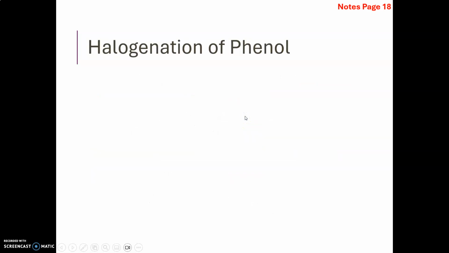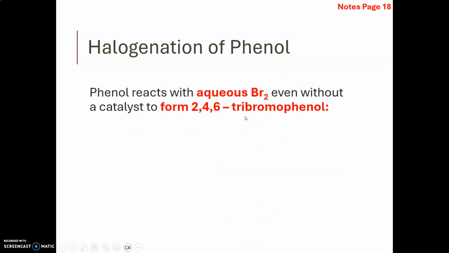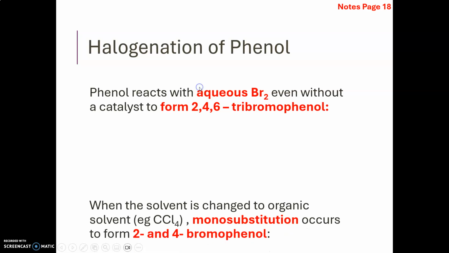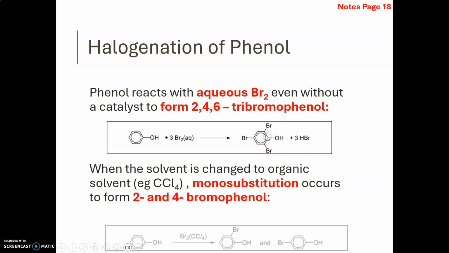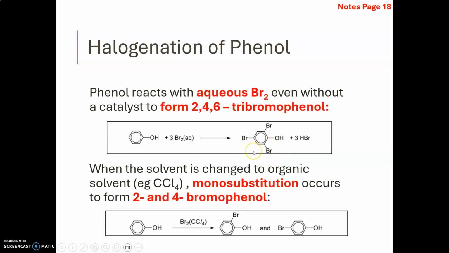Next, the halogenation of phenol. So if you react phenol with aqueous bromine, the bromination occurs even without a Lewis acid catalyst to form 2,4,6-tribromophenol. But if you use an organic solvent such as CCl4 instead, there will only be a mono substitution, so a mixture of 2- and 4-bromophenol will form.